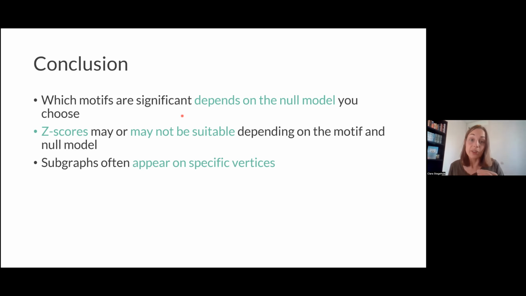Second conclusion is that depending on which motif you are interested in, the z-scores that are based on a normal distribution may not always be suitable, depending on the motif you use and the null model. And the final conclusion is that, one interesting thing is I want to know how many subgraphs there are. For me, another interesting thing is to see where they are located. And it seems that in many network models, as well as in network data, these subgraphs often appear on very specific network locations.